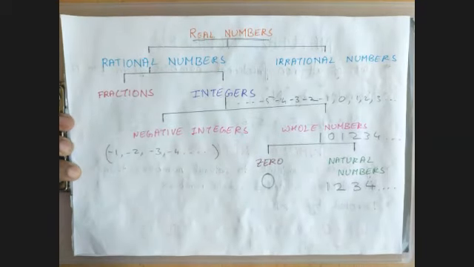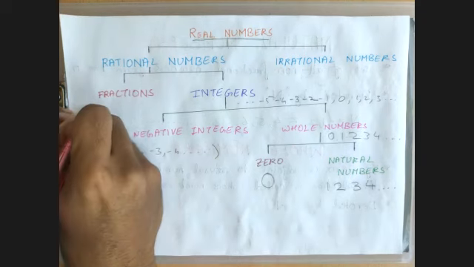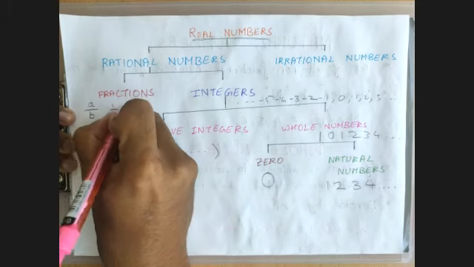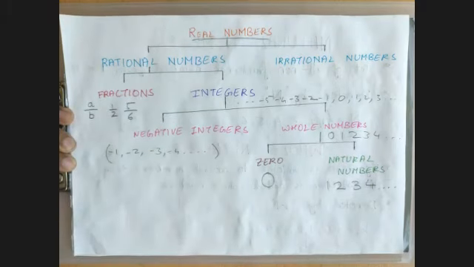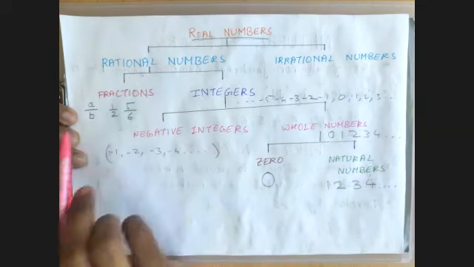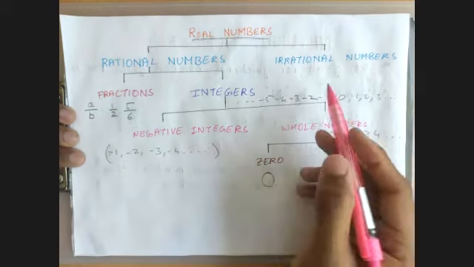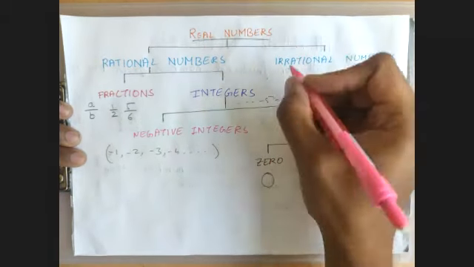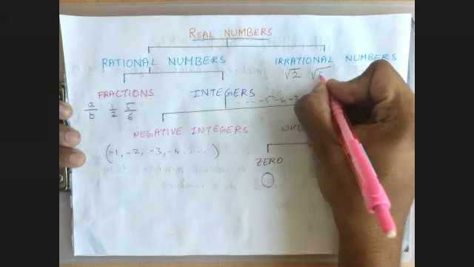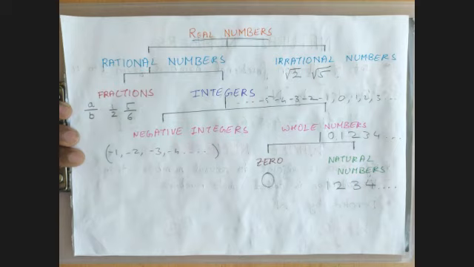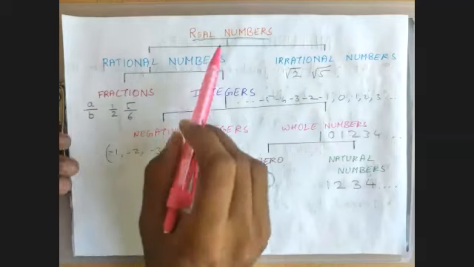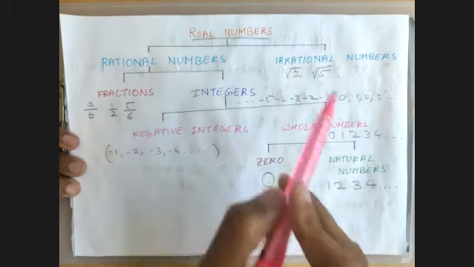And fractions. Fractions are anything that can be expressed in the form of a by b. As we all know, we have seen some fractions, 1 by 2, 5 by 6, etc. All these integers and fractions are together called rational numbers. And there is another type called irrational numbers. The square root of 2, square root of 5, which are not perfect squares, are called irrational numbers. All of this together constitutes real numbers, which we all know today.